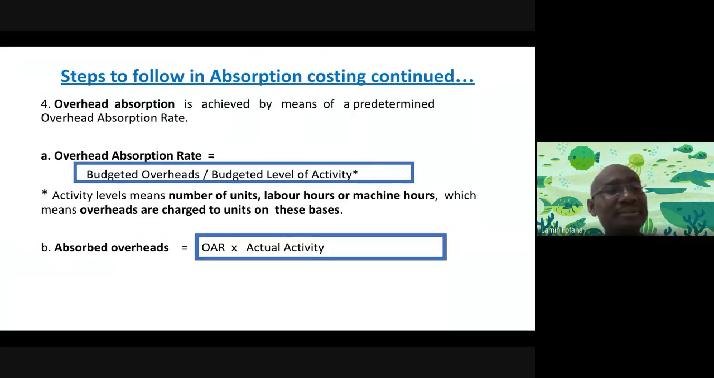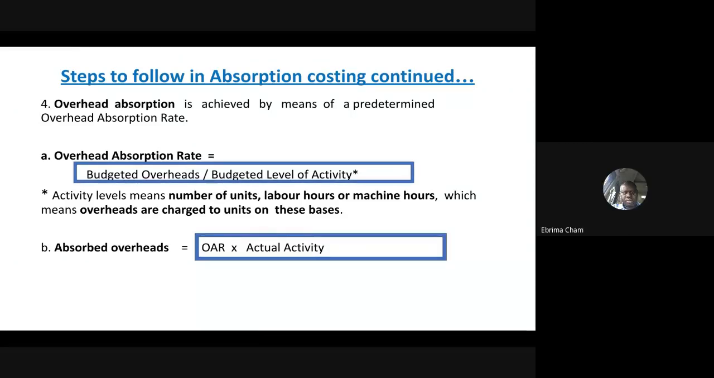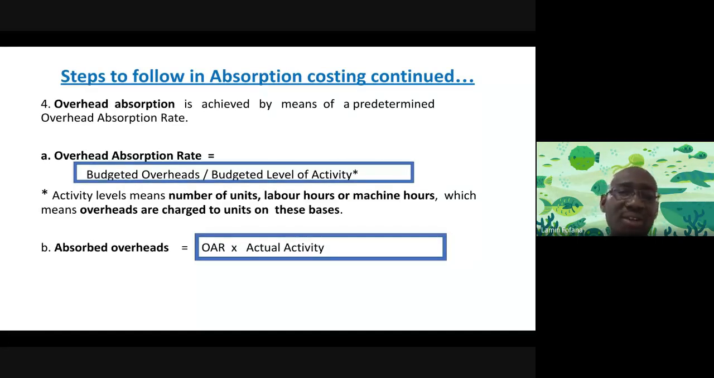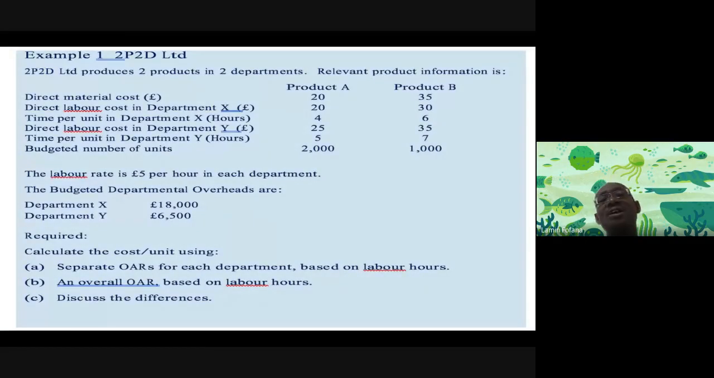I hope this is clear. It's clear, yeah. Okay, good. So we calculate our rate, which is our OAR, and then we multiply by the actual. We will come to see in ABC that it is very similar to absorption costing, but ABC is more efficient. So having this understanding, let's go and do our question. Actually, before we do our question, any interjection, any questions, any clarity you want to make?